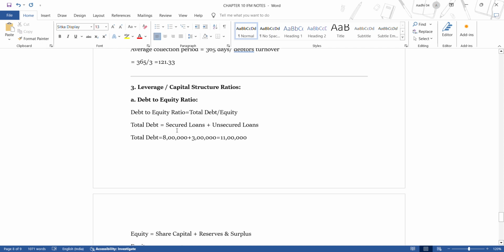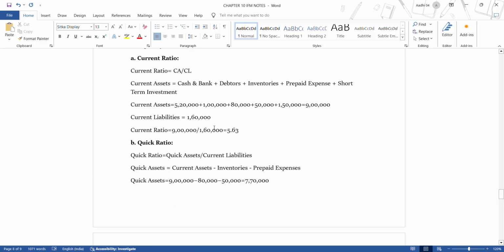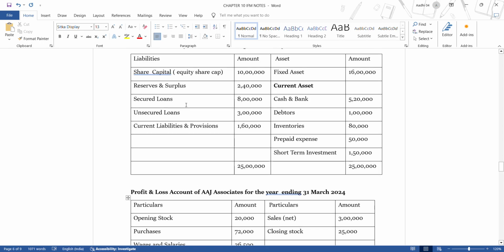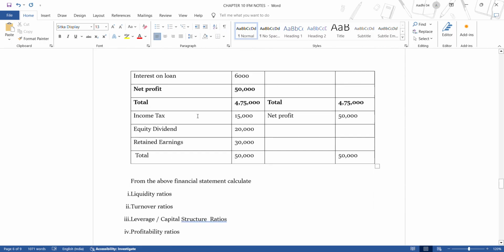Total debt means secured loan plus unsecured loan. In your balance sheet there are loans given, secured loans and unsecured loans. Loans means we take money from the bank and we have to pay it back, since that is a liability, that is a debt. So there are two kinds of debt, and you have to add the two kinds of debt to get the total debt.